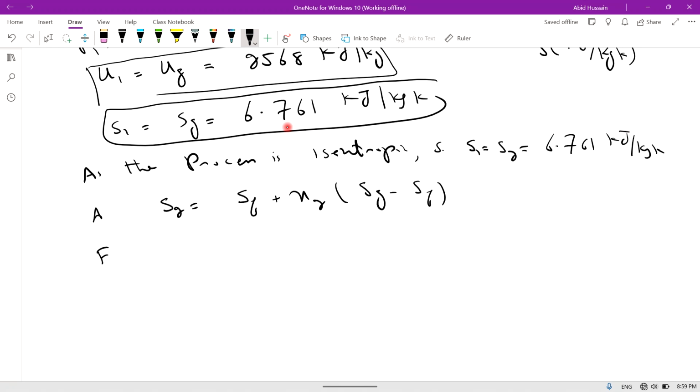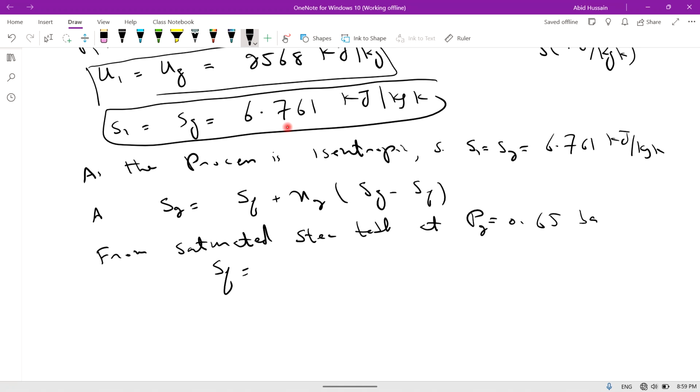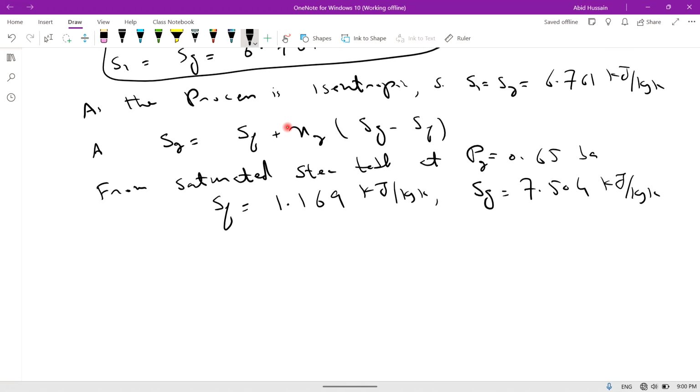From the saturated steam table, at pressure P2 = 0.65 bar, Sf = 1.169 kilojoule per kilogram per Kelvin, and Sg = 7.504 kilojoule per kilogram per Kelvin. Now put these values in the formula for S2.